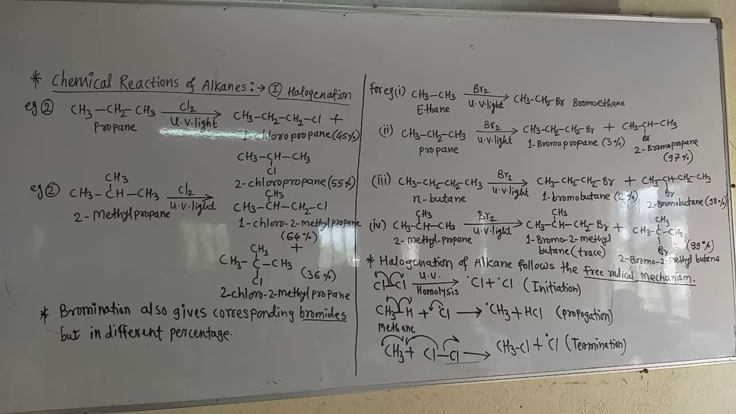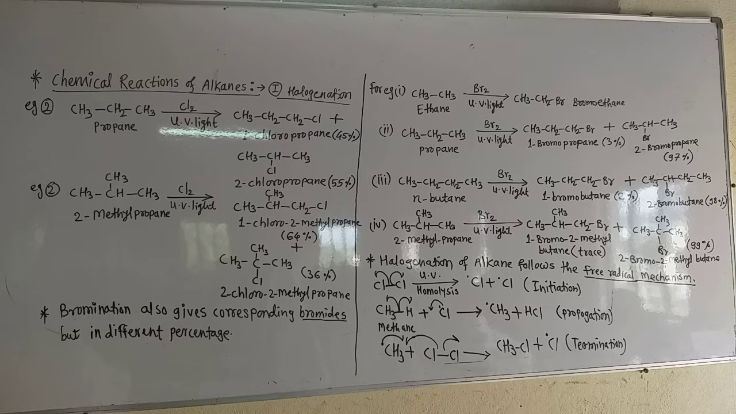Now how are free radicals formed? Free radicals are formed by homolysis or homolytic fission. In the 14th chapter you learned homolytic fission. Homo means similar and fission means breaking. That means rupture of the covalent bond in such a way that each species or atom acquires one electron.